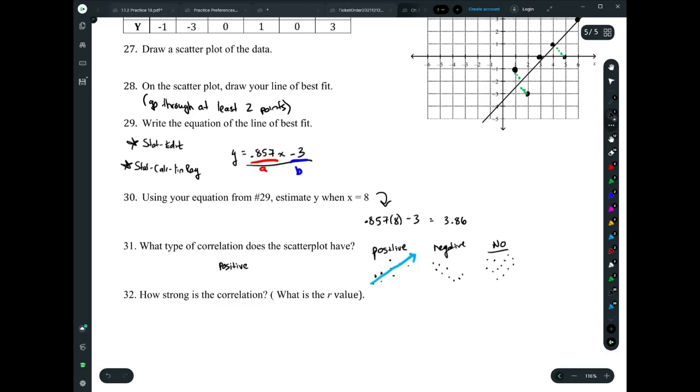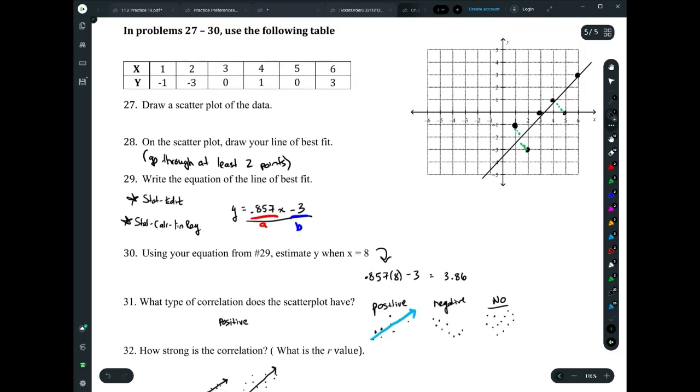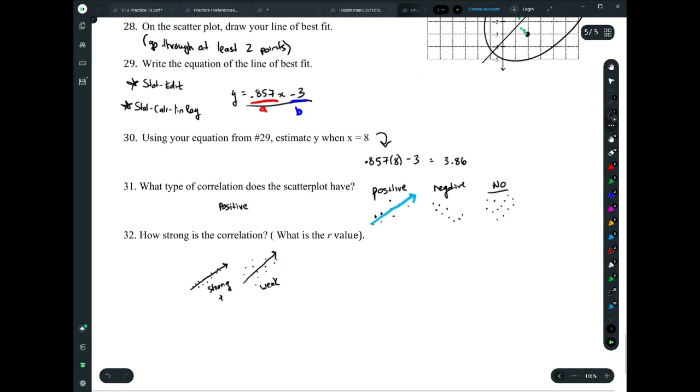As for the strength, disregarding the R value, the closer they are to a line, the stronger. So this would be a strong positive. This, notice how they're farther apart, would be weak. And we can see through ours, they're all pretty close. So I would be okay if you just said it's a strong correlation, or you could say something like a medium strong correlation.